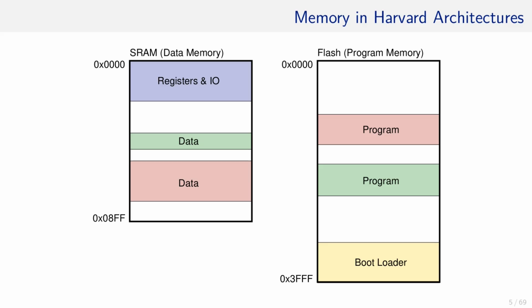Apart from that, the address space for the SRAM also includes the I/O and registers. On the other hand, a small portion of the flash is reserved for the bootloader, which allows us to use UART to program the flash memory.